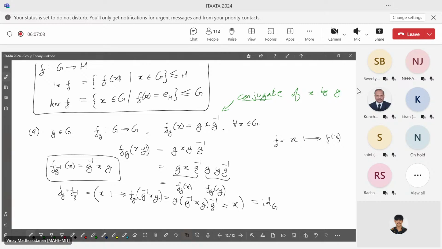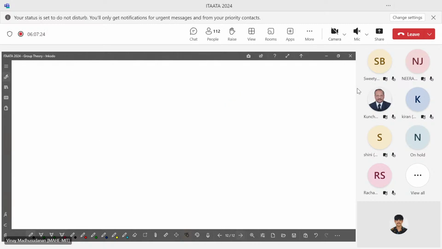So the composition is identity mapping both ways. That is an inverse. So we know that a homomorphism with an inverse is an isomorphism by equivalence. Therefore, because it's an isomorphism, it is an automorphism. The second part is the more interesting one.